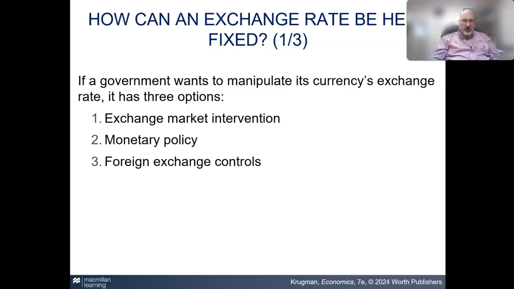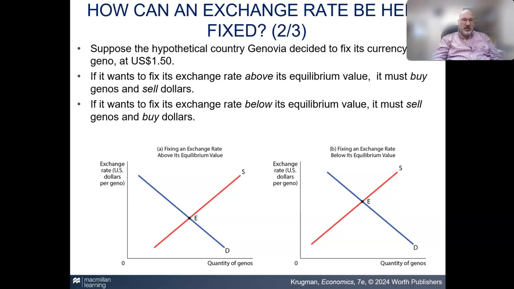policy, or foreign exchange controls. So suppose the hypothetical country Genovia decides to fix its currency, the Geno, at $1.50 US. If it wants to fix its exchange rate above the equilibrium value, it must buy Genos and sell dollars. If it needs to fix it below the equilibrium value, it must sell Genos and buy dollars.